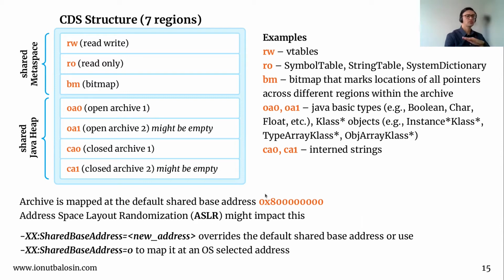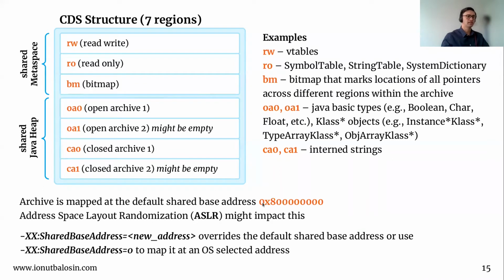When you try to create the CDS archive, in essence it's a file on the disk. This is mapped at a fixed address, and this is hard coded in the JDK sources. And of course, if you don't change this, when you try to map it the next time you run it, you might have problems, because what is so-called ASLR might prevent you from pointing to the same address always. It's basically a security patch in the kernel.